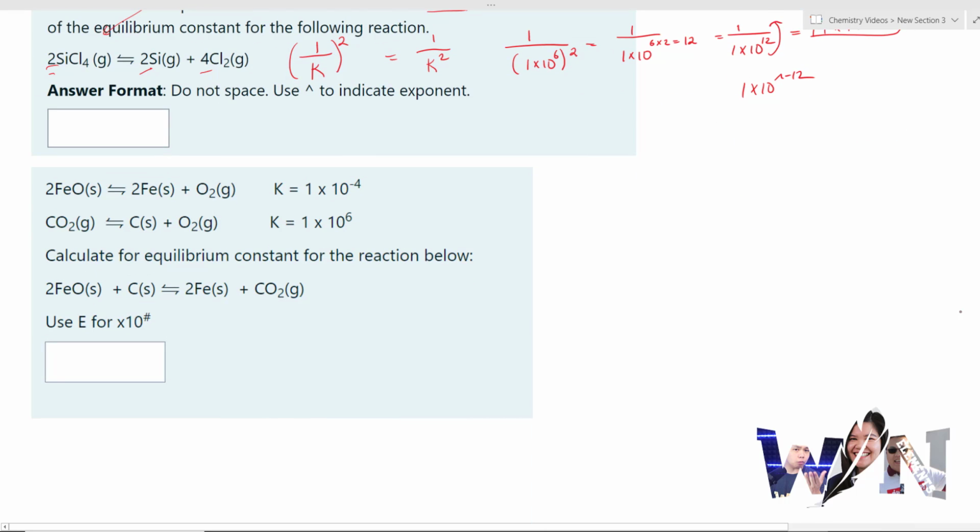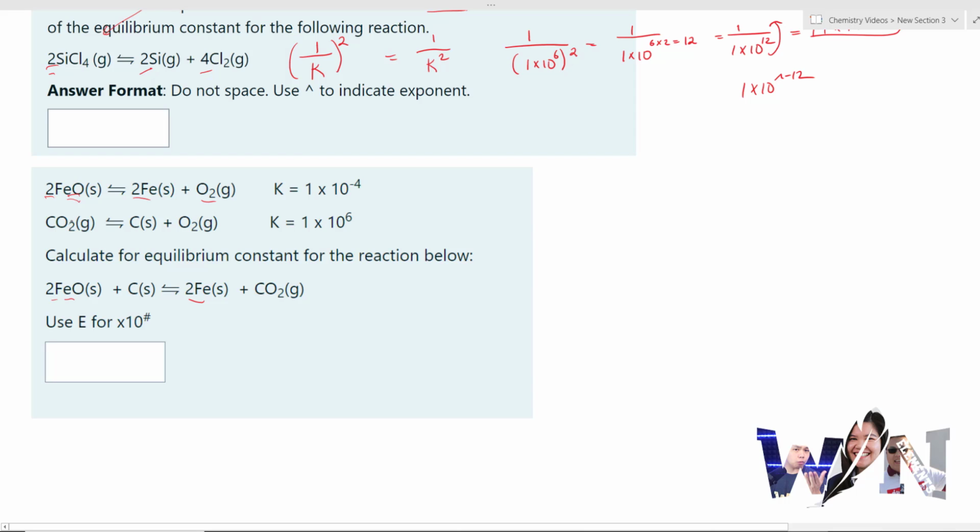Let's try another problem. Here we have two reactions, and we want to make sure that when they combine, they give something like this. So let's look at this. Well, look at our 2FeO. Where's that? Oh, it's right here, on the reactant side. The coefficients stay the same, so pretty much we don't do anything there. And 2Fe, 2Fe, O2, and O2. Ooh, O2 is no longer here. So O2 gets canceled somehow.